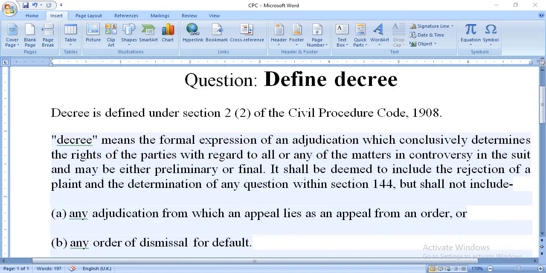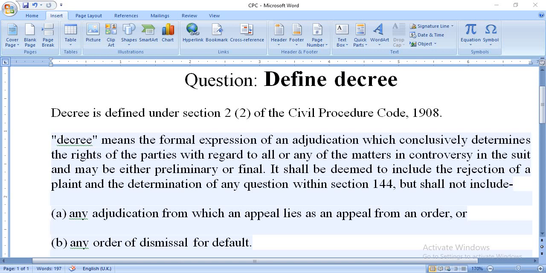Bismillahirrahmanirrahim. Today we will discuss the decree. What is a decree? Or if we get in our question that define decree. So firstly we will write what is a decree. A decree is defined under Section 2, subsection 2 of the Civil Procedure Code 1908.